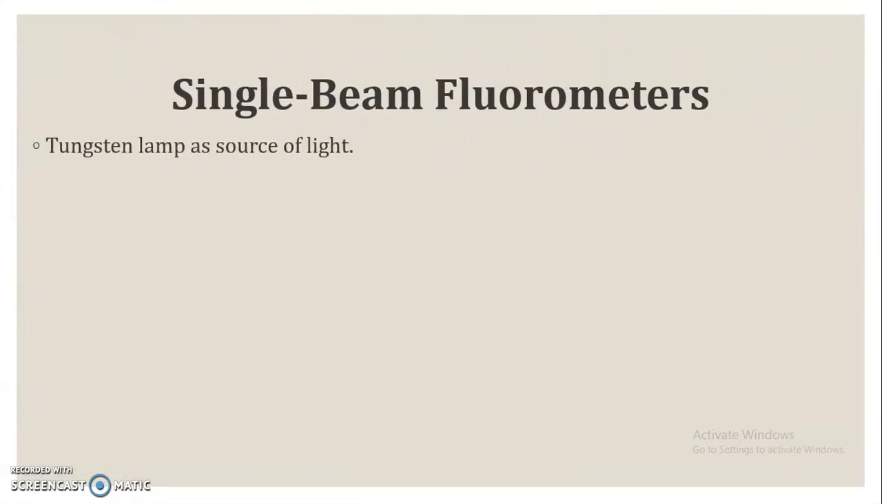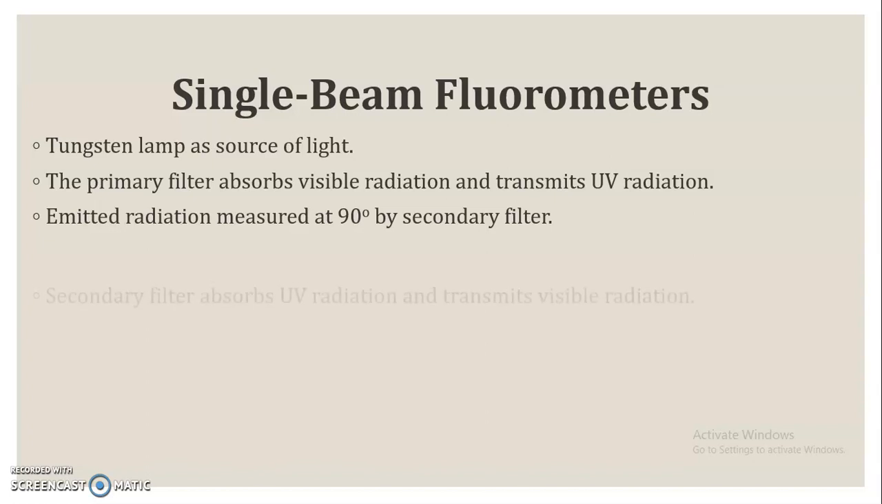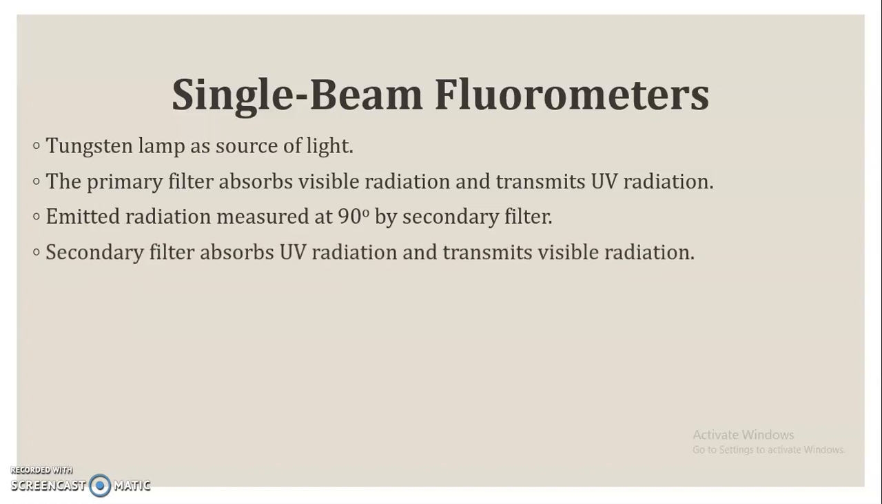Now, in single beam Fluorimeters, a tungsten lamp is used as a source of light. They are using mainly the filters. The primary filter absorbs the visible radiations and transmits the UV radiations. Emitted radiation is measured at 90 degrees by secondary filters. Then the secondary filters absorb the UV radiations and transmit the visible radiation.